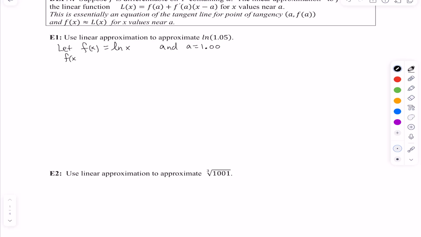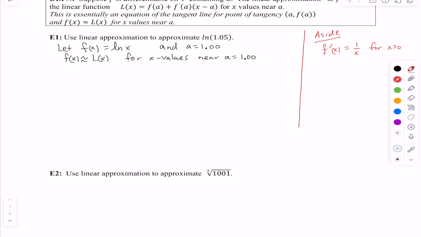We know f of x is approximately the linear approximation, or the linear function, for x values near a equals 1. If you need to, take advantage of additional paper or additional space and write out the derivative of that function. Notice it's simply 1 over x for x greater than 0. And if you evaluate this derivative at a, you get the slope of the tangent line.